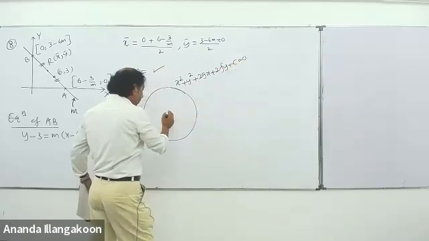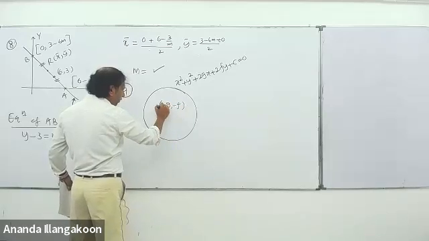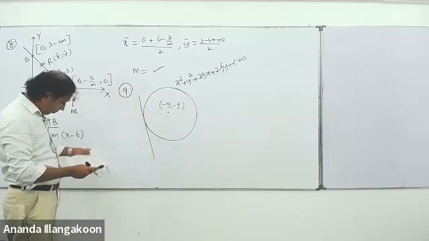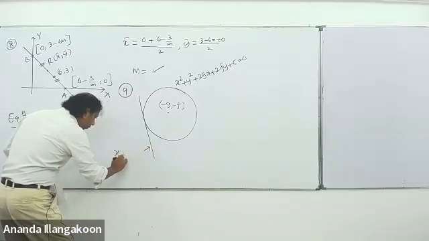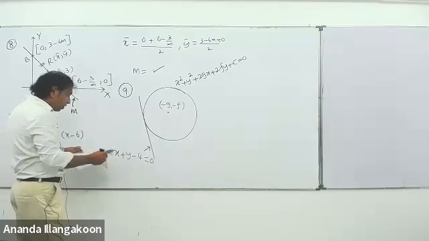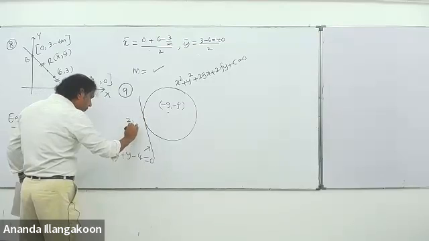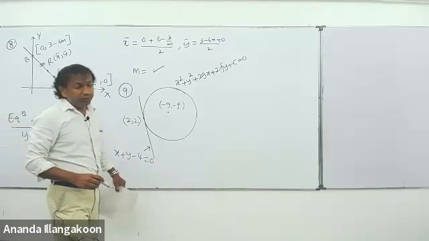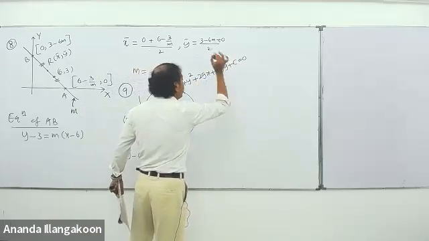Then what could be the center? (-g, -f), right? That touches a line like this here. What line is given? x + y - 4 = 0. And that touches this at (2, 2), no? (2, 2) is on the line. Now to find the equation of this circle, g we have to find, f we have to find, c we have to find.